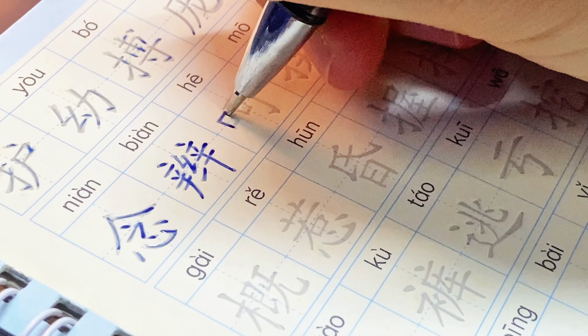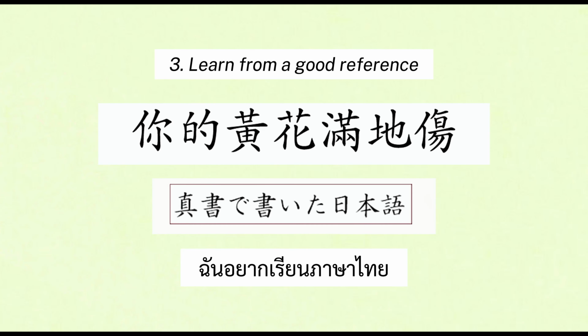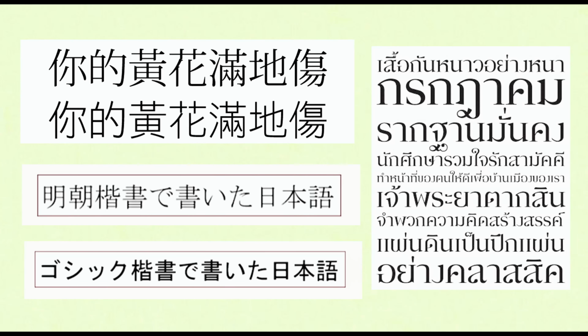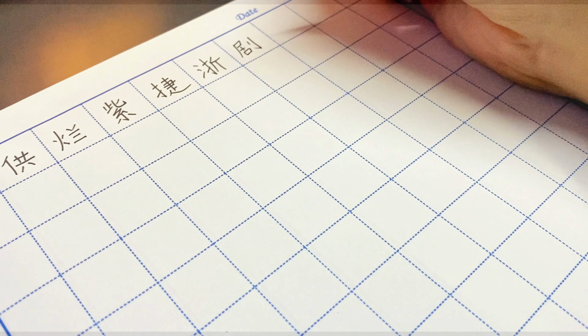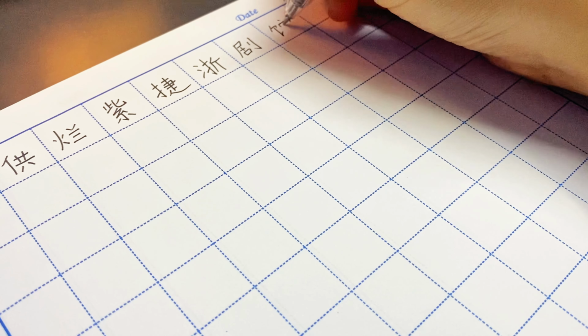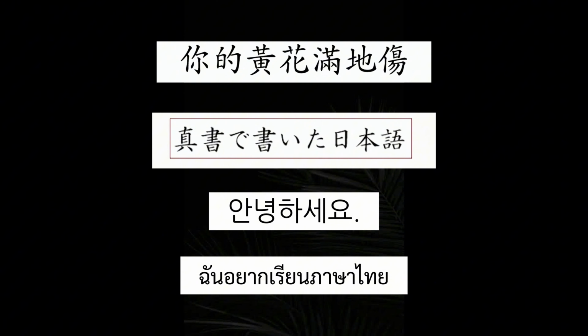The next one is learn from a good reference. This is super important because in any language, there are a lot of fonts that are not styles like handwriting. Look for handwriting samples that are clear, aesthetically pleasing, and follow proper stroke order like these.